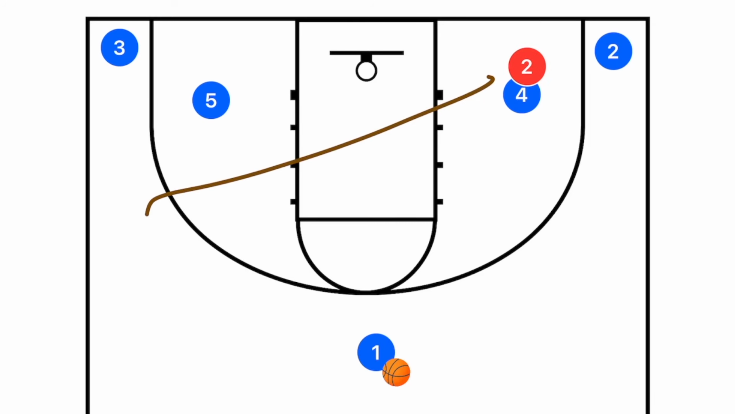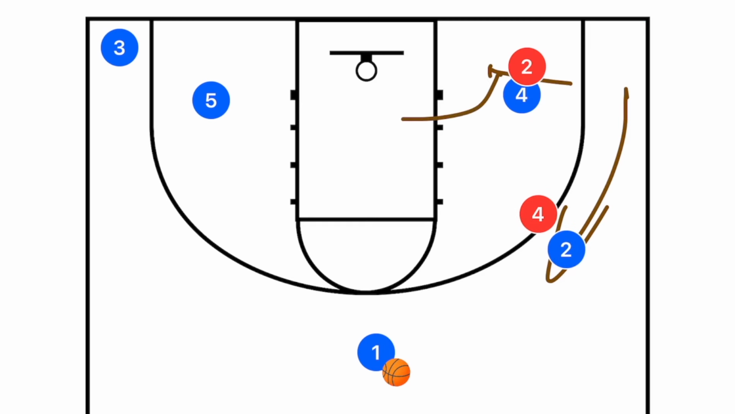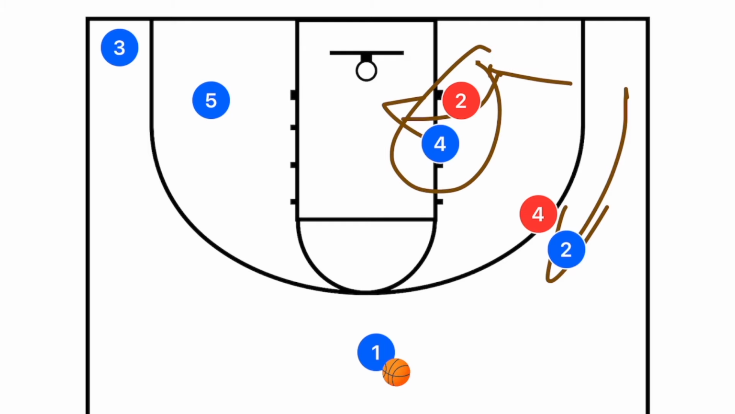So for example, if we have this screen happen, player 2 sprints up to that wing, and they call for the switch. Player 4 will then roll to the basket, and if they have that switch, he now has a guard guarding him while he is a big man himself.